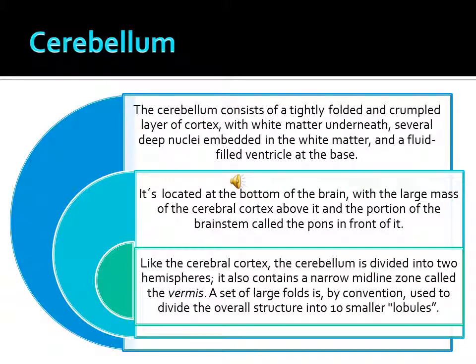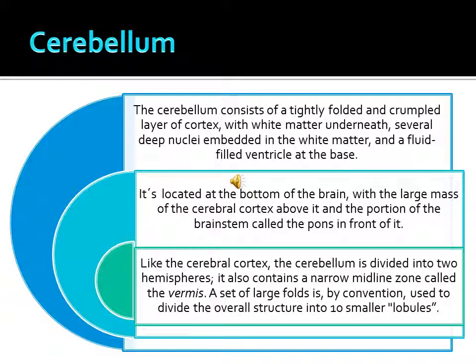Cerebellum. The cerebellum consists of a tightly folded layer of cortex with white matter underneath, several deep nuclei in the white matter, and a fluid-filled ventricle at the base. It is located at the bottom of the brain, with a large mass of the cerebral cortex above it and a portion of the brainstem called the pons in front of it.